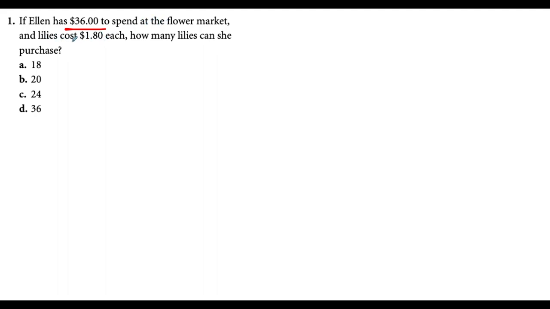She wants to buy lilies, and they cost $1.80 each, and we want to know how many lilies she can purchase. So what we're going to do is take the total amount of money that Ellen has, and divide by the cost of a lily, which is $1.80 each.